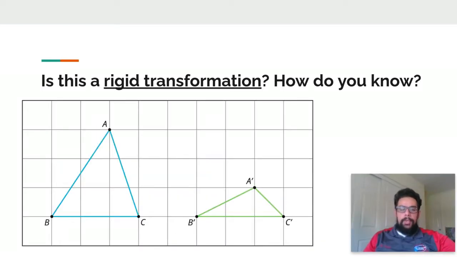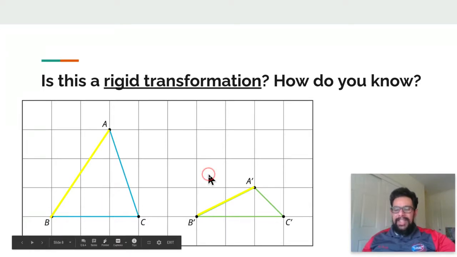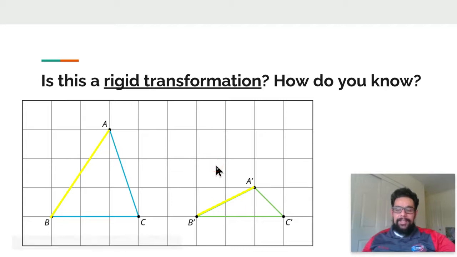Now we look at this example. Is this a rigid transformation? How do you know? Okay, so now here you see these two yellow sides. These are corresponding sides. AB corresponds to A prime B prime. However, right away you can see that they are not the same size. So this is not a rigid transformation. Even though the corresponding sides are there, they are not the same size, so it is not a rigid transformation. When determining that it's not, you just need to find one thing that is not the same, and it will not be a rigid transformation. However, for it to be rigid, all corresponding parts have to be the same.